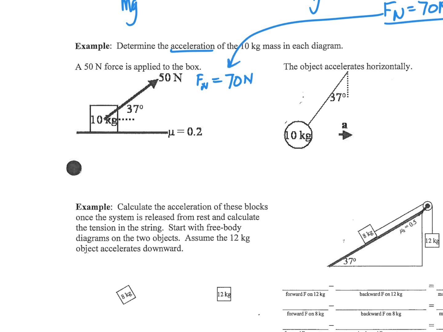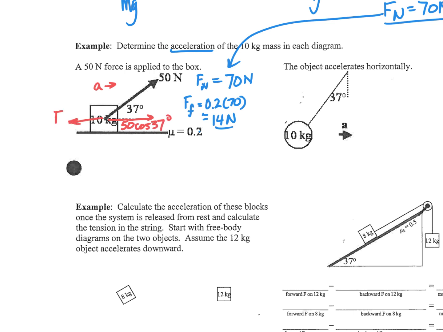It's the same setup. That's going to help me, because it tells me that the force of friction is mu, which is 0.2, times that 70 newtons, which is going to be 14 newtons. So the force of friction is 14 newtons. Now, why do I need to know that? Because I need all of the forces acting in the same direction as the acceleration. So now I need this guy, which is going to be 50 cosine 37 degrees.